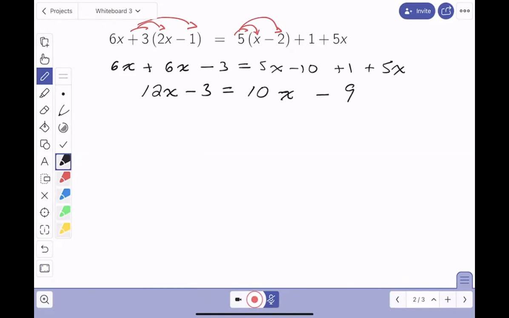Now, let me repeat what I did. 6x, 6x, 12x. There's already minus 3 there. 5x and 5x is 10x. Minus 10 plus 1 is minus 9. Now, what are you going to do? Well, it says get the variable term on one side, by either adding or subtracting a variable term from each side. What I'm going to do is subtract 10x from both sides. And what do you end up with? 2x minus 3 is equal to minus 9.